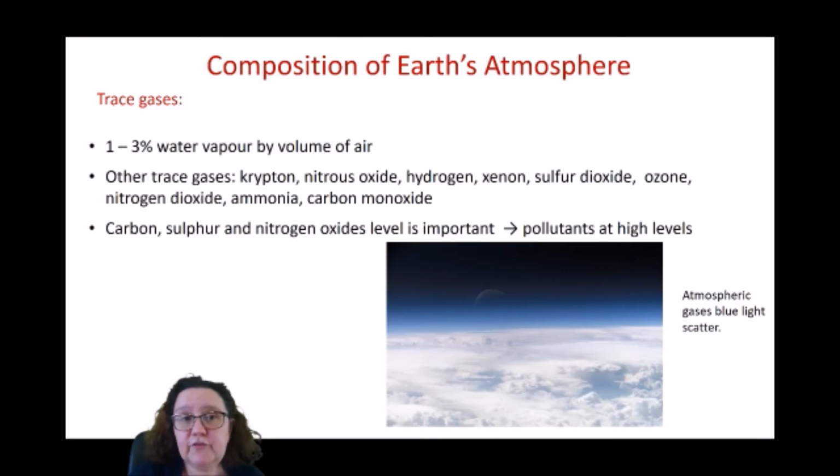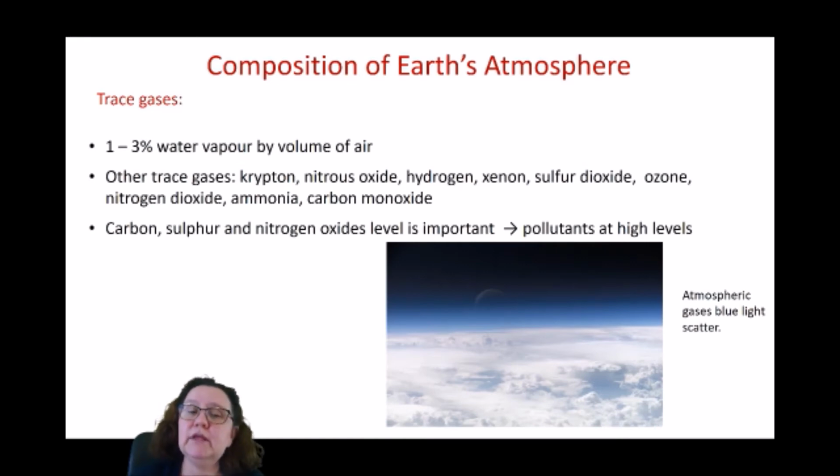There are also quite a few trace gases, small quantities but very important to the atmosphere's chemistry. 1 to 3% of water vapor, and quite a few other trace gases. The level of some of those gases is important because some of them, although they occur naturally, when released in higher quantities by a human process, by an anthropogenic source, they are pollutants.